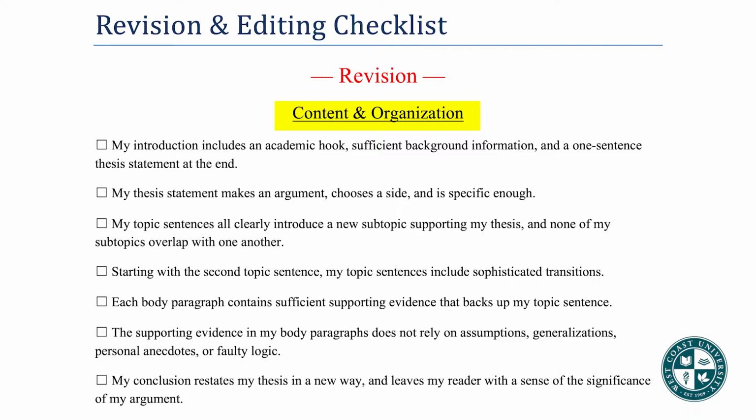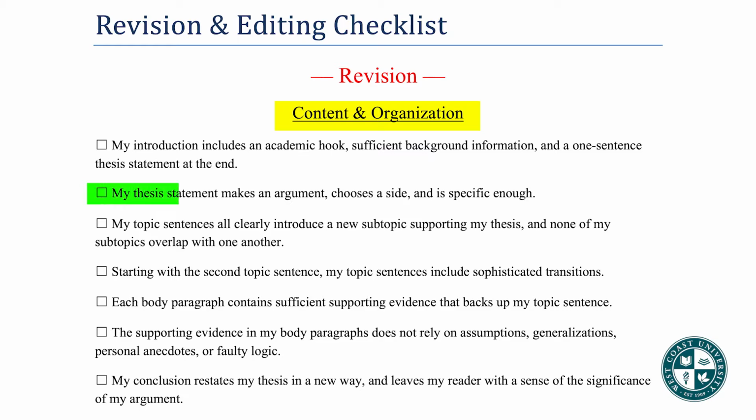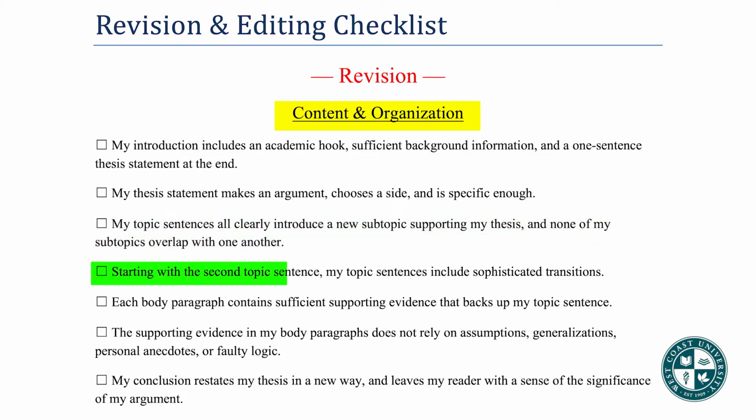Content and organization. My introduction includes an academic hook, sufficient background information, and a one-sentence thesis statement at the end. My thesis statement makes an argument, chooses a side, and is specific enough. My topic sentences all clearly introduce a new subtopic supporting my thesis, and none of my subtopics overlap with another. Starting with the second topic sentence, my topic sentences include sophisticated transitions.